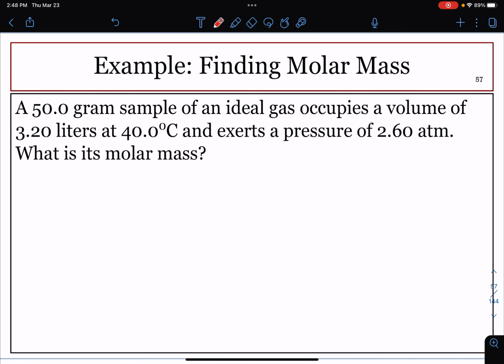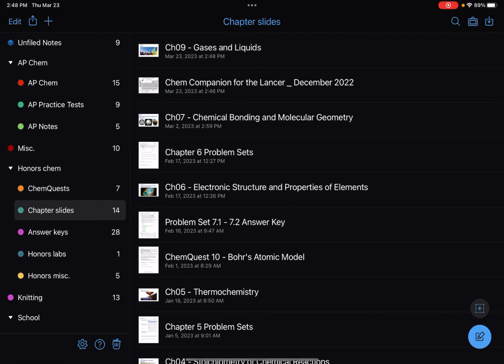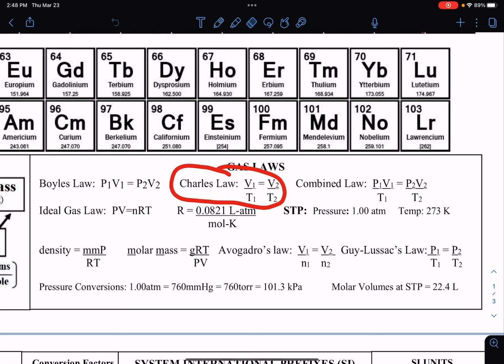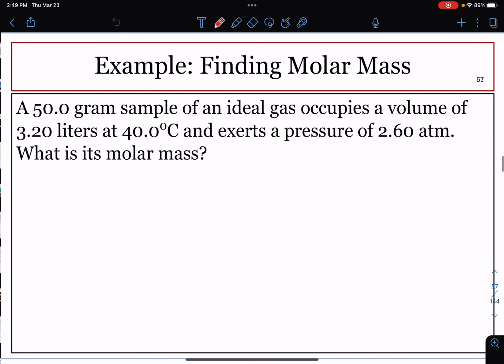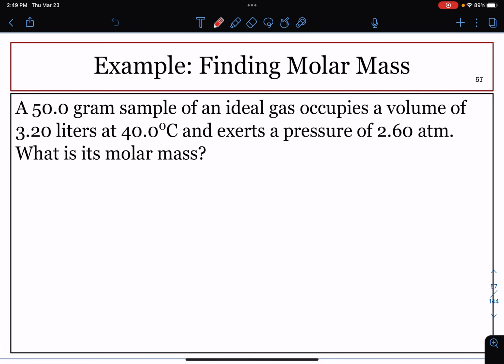This problem is asking for molar mass, which has units of grams per mole. So let's go to the periodic table and find this equation. To solve for molar mass, given pressure and volume and temperature, we can use this equation where g is equal to the grams given in the sample of the problem. See if you can solve this problem.